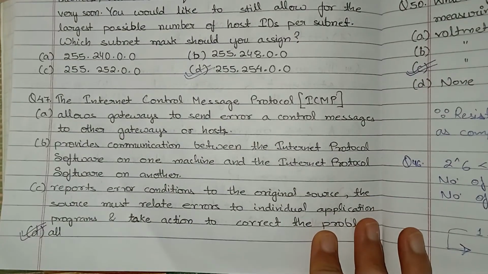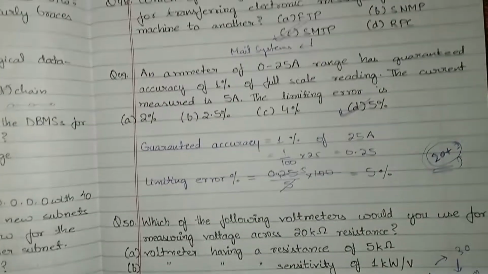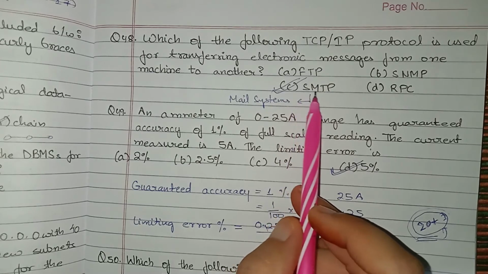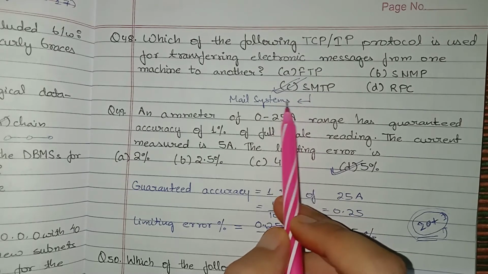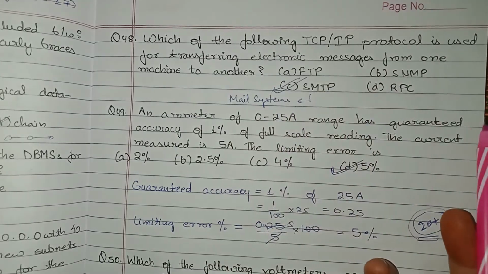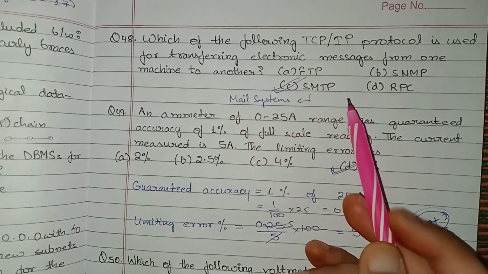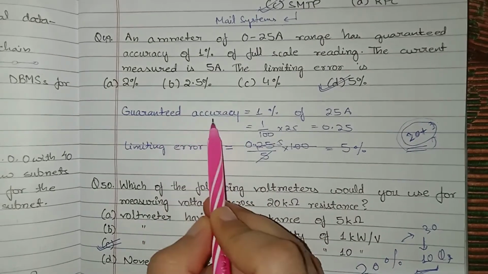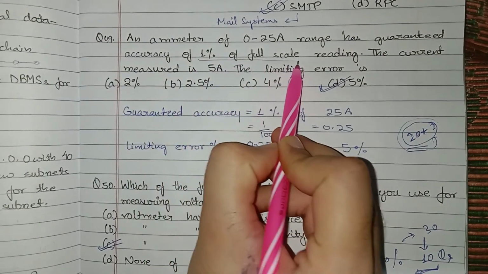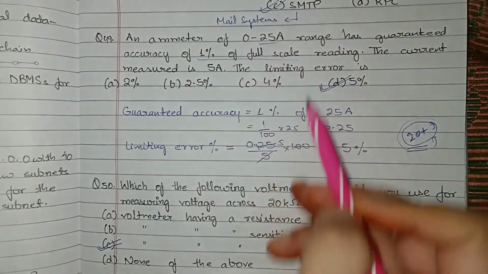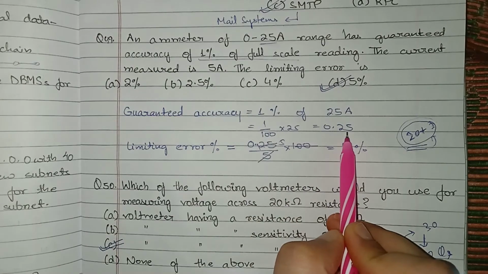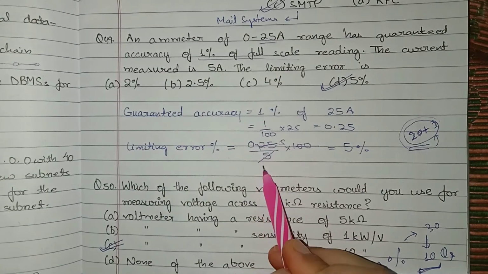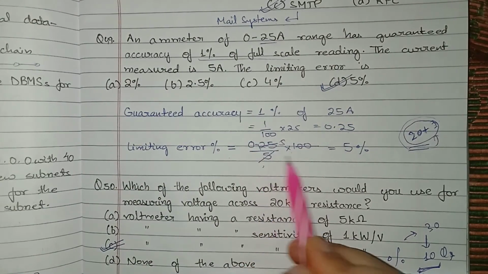Again, a theoretical question. SMTP is simple mail transfer protocol used for mail systems for transferring electronic messages from one machine to another. Question number 49. Here the guaranteed accuracy is 1% of full scale reading. Full scale reading is 25. 1% of 25 is 0.25. Limiting error would be 0.25 upon the measured, that is 5, into 100. 0.25 upon 5 into 100 is equal to 5%.